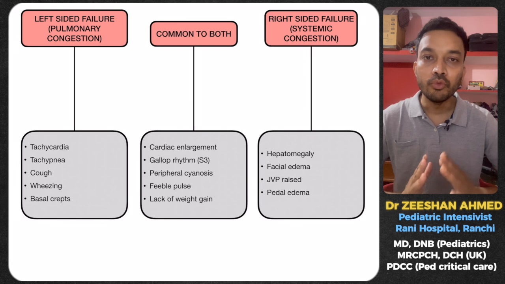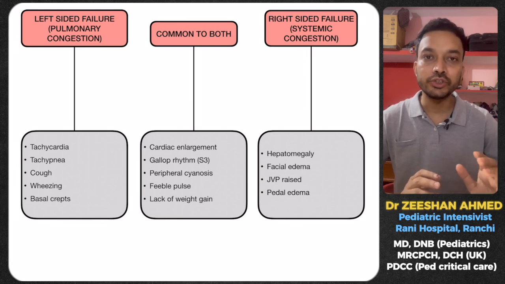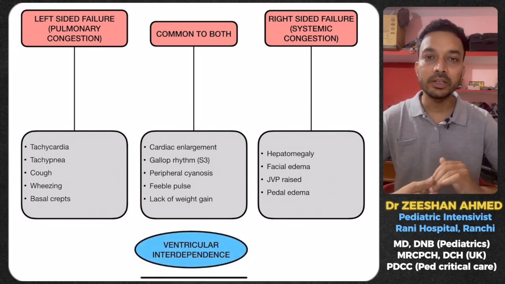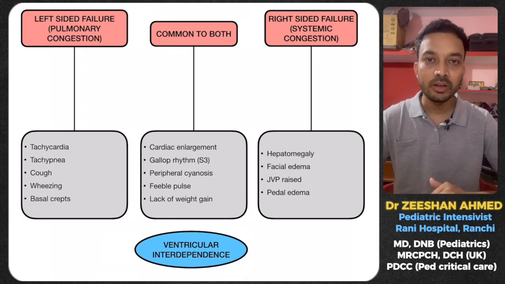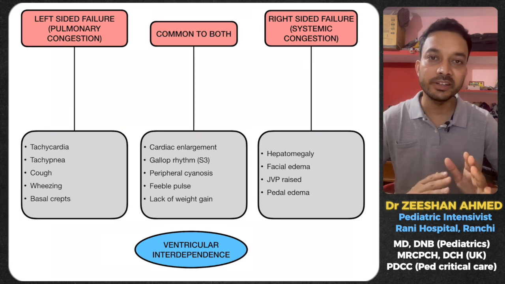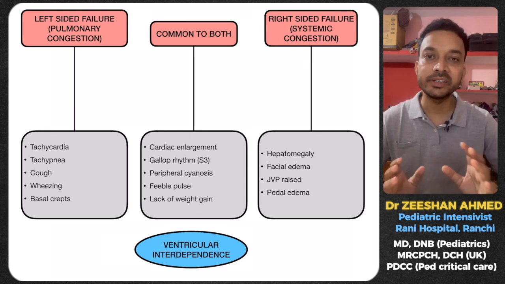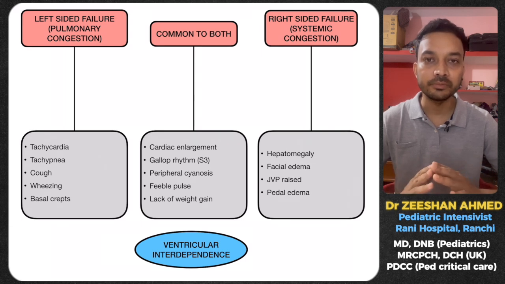But mostly there is a concept which you should know. It is known as ventricular interdependence. What it means actually is, if one of the ventricles is failing, ultimately the other ventricle will also fail. Like if the left ventricle is failing, it will lead to pulmonary congestion, and due to back pressure, even the right ventricle will also fail.